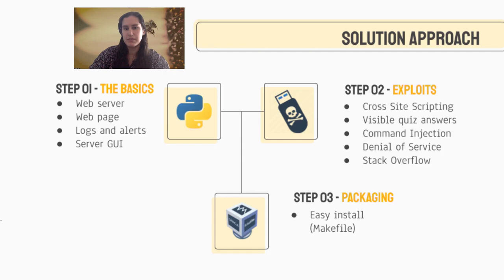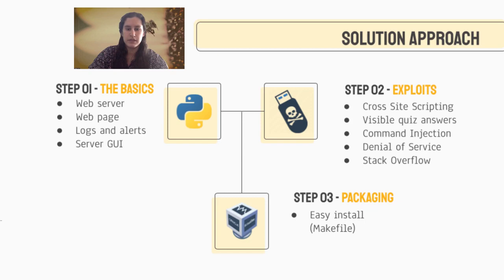First, we completed the basics of our project. This included coding a working web server with web pages, server logs, and alerts, as well as a graphical user interface for starting our server. We used the Python language to code our web server, GUI, and logs, and we used HTML, CSS, and some JavaScript to code our web pages.